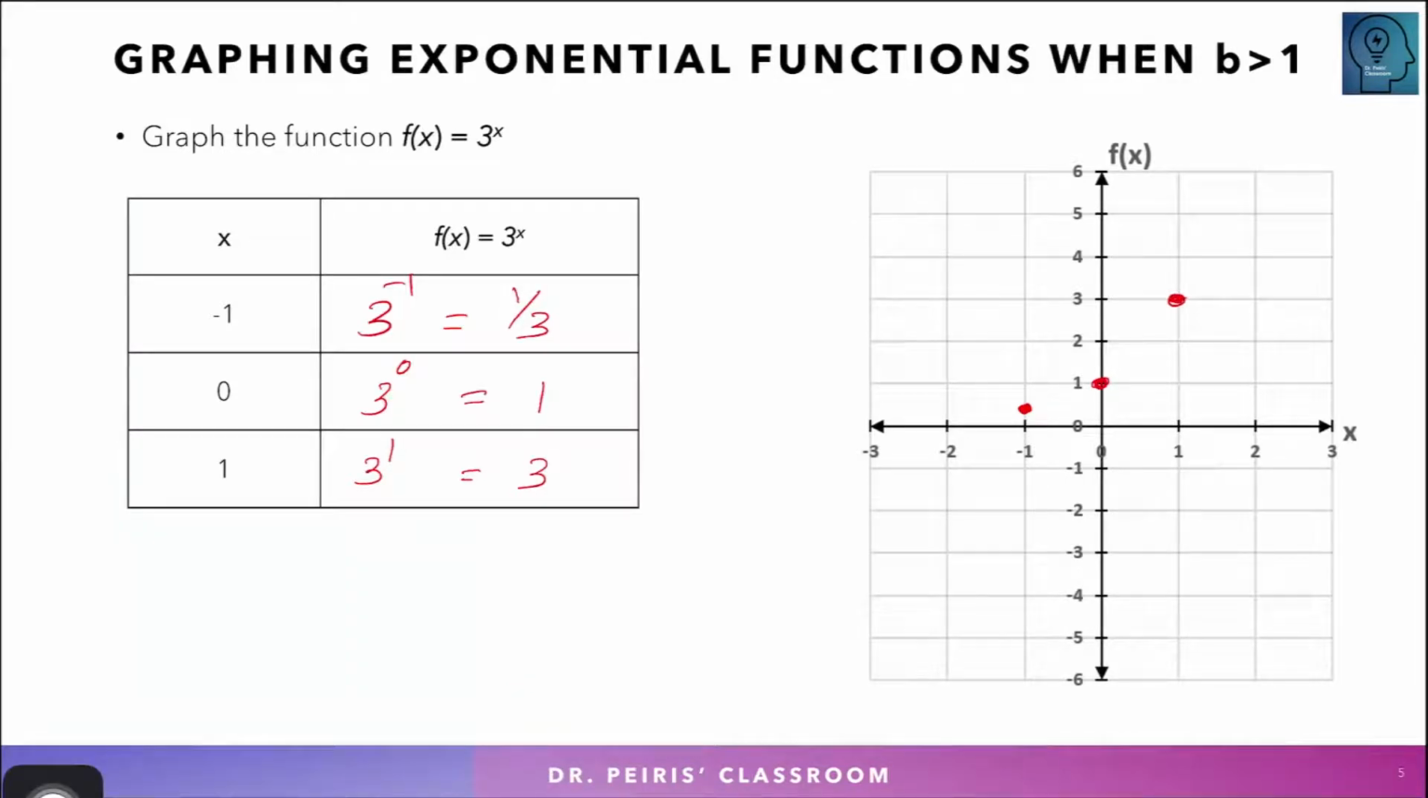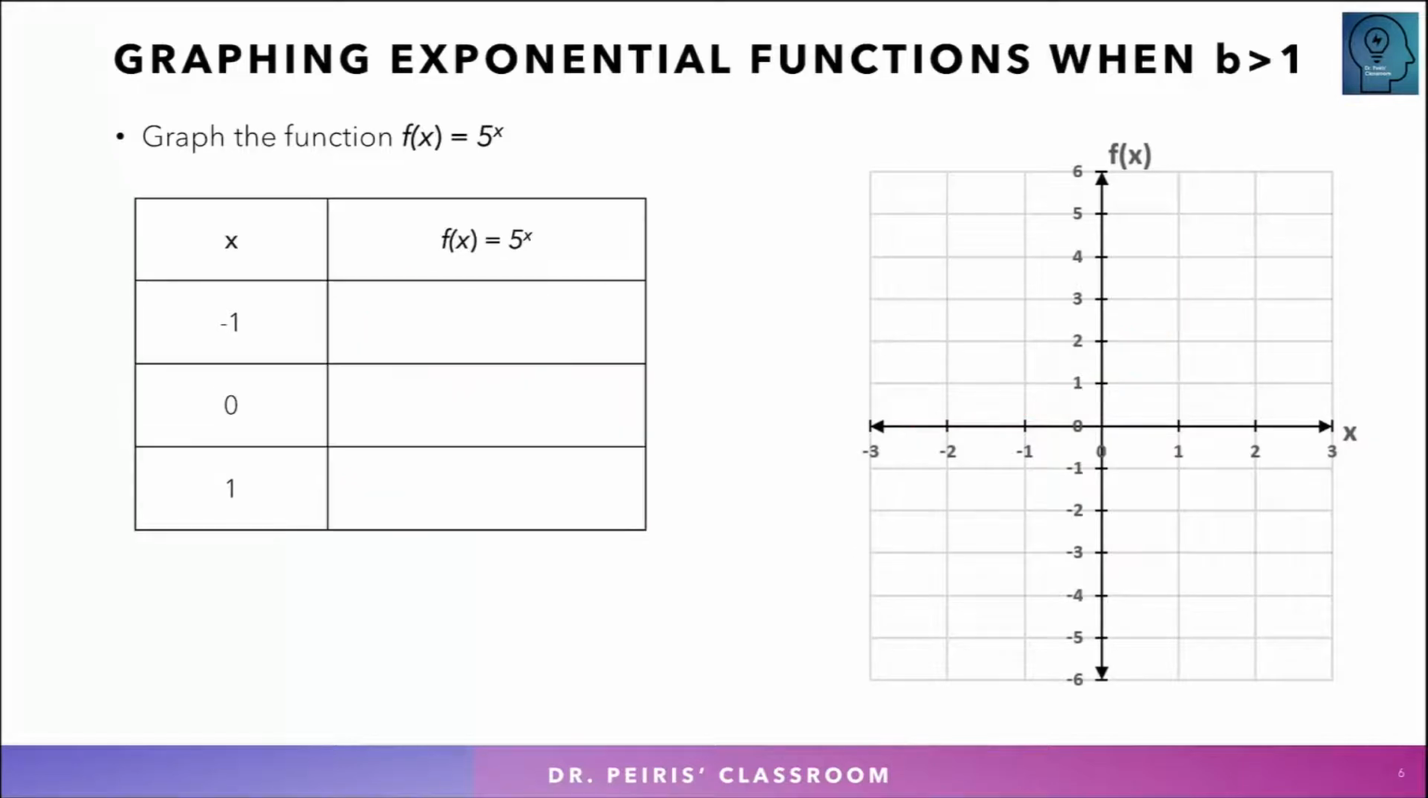So this follows the same pattern as in the parent function, and when we draw, we have to make sure that we don't touch the x-axis because this will never equal 0. The left side is basically reaching 0, but it will never be equal to 0. So you have to make sure that we don't cross the x-axis. This is the horizontal asymptote at y equals 0. So this is how we graph the parent functions. Very simple.